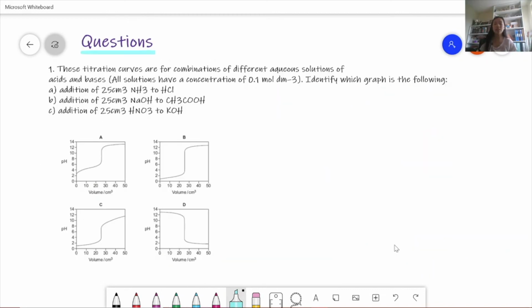Now I'm going to look at some questions. For the first question, these titration curves are for combinations of different aqueous solutions of acids and bases. All the solutions have a concentration of 0.1 moles per decimeters cubed. Identify which graph is the following. For A, they want the addition of 25 centimeters cubed of ammonia to hydrochloric acid. Ammonia is a weak base, and hydrochloric acid is a strong acid.